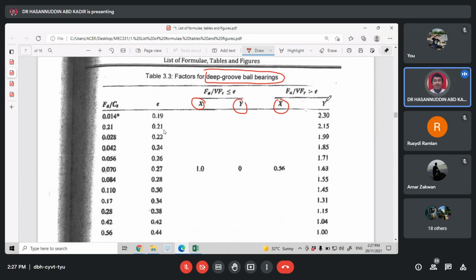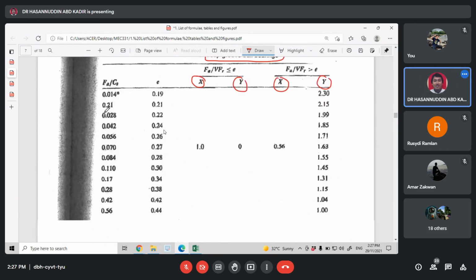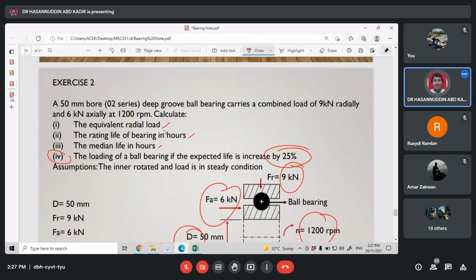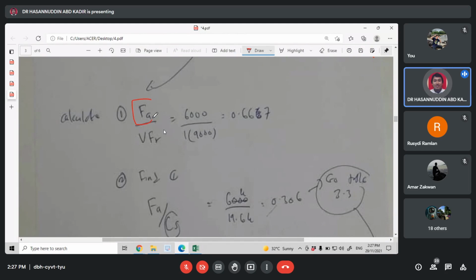So we cannot easily find it based on this. First we try to find FA over CS, and we also need to find the value of FA over VFR. We find this one first. So we start to calculate FA over VFR. FA is axial, FR is radial, and V is 1. So FA over VFR is equal to 0.667.